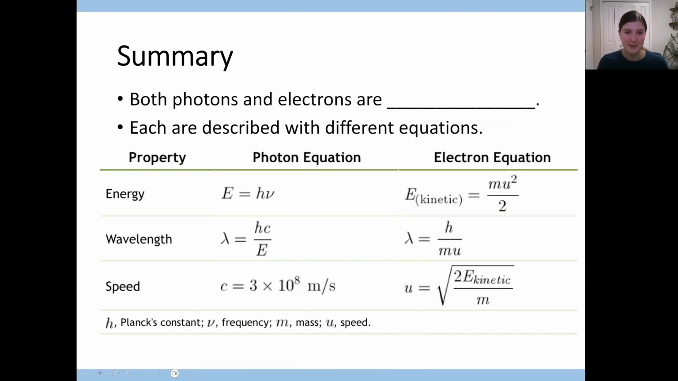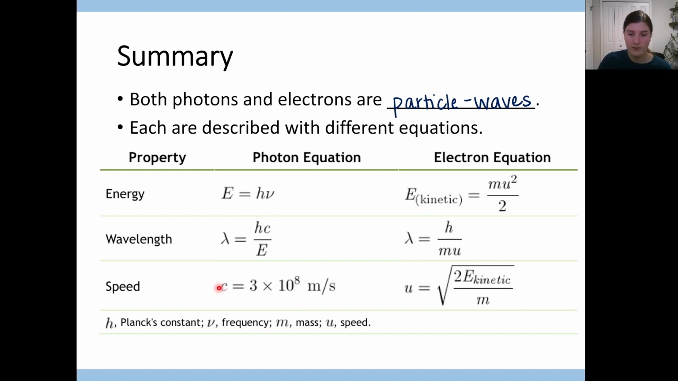Here's a summary slide. So both photons and electrons, we say, are particle waves. So they have properties of a particle, they have properties of waves. So each are described with different equations. So for looking at the energy of a photon, energy is Planck's constant times frequency. The energy of an electron is mass times speed squared divided by 2.